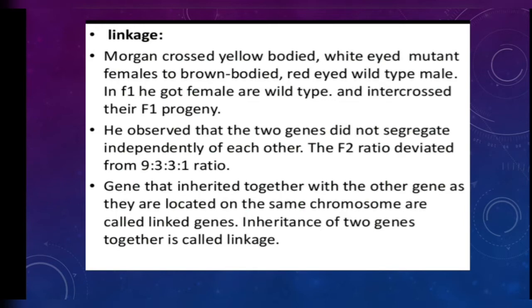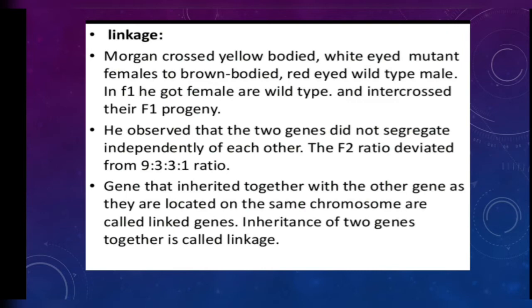Then when he self-crossed it, in the F2 progeny, instead of getting a standard dihybrid ratio of 9:3:3:1, he got a deviated ratio. He saw that the new recombinants, those 3:3 ones, were not formed; something else came out. The parental types were appearing more, and recombinants were being formed very rarely.